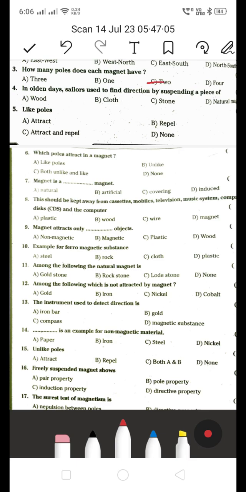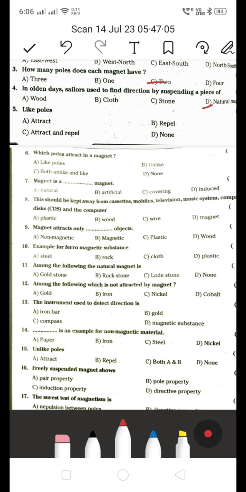Next, in olden days, sailors used to find direction by suspending a piece of A wood, B cloth, C stone, or D natural magnet. Which is the right answer? In olden days the sailors used to find direction by suspending a piece of natural magnet. D is the right answer.